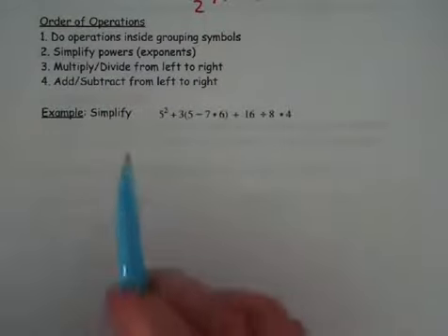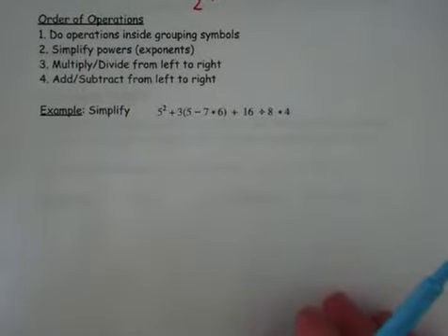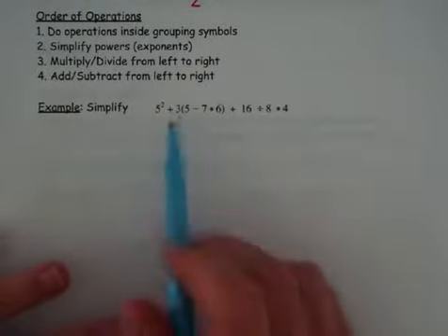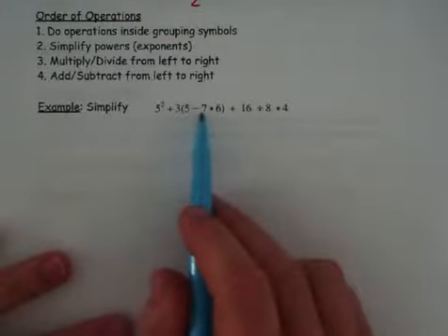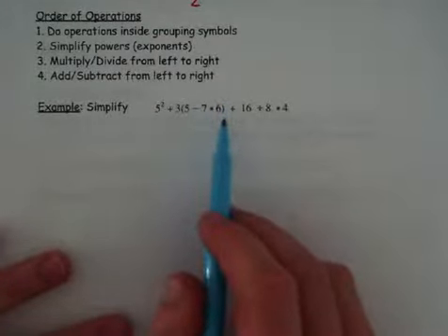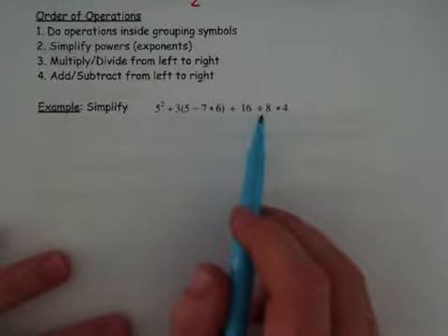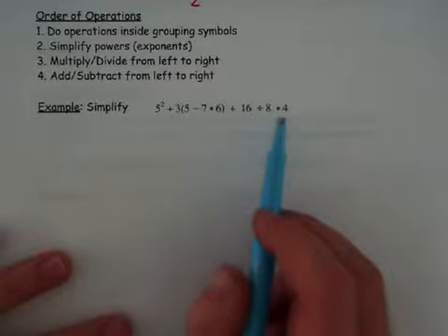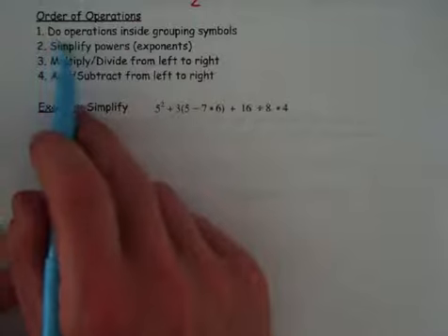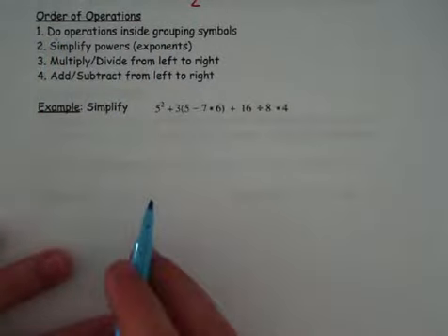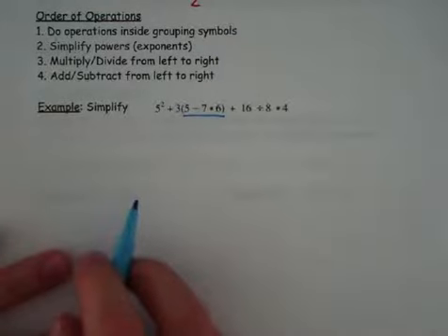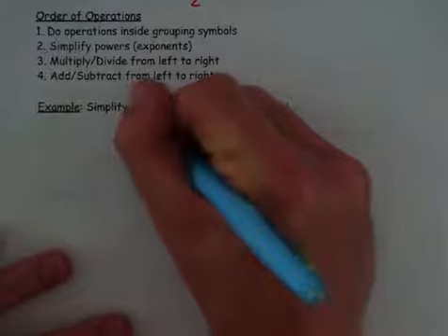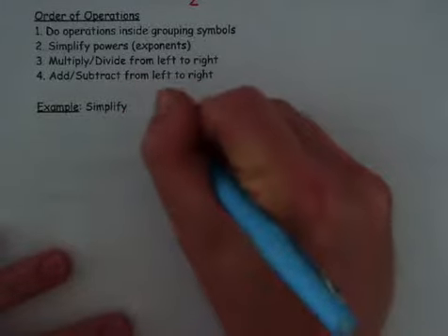Okay. Now let's actually go ahead and apply this. So here's an example. It says simplify 5 squared plus 3 times the quantity, notice the parentheses here, 5 minus 7 times 6, end of quantity, plus 16 divided by 8 times 4. Now, let's look at step 1. Step 1 is always to do the operations inside the grouping symbols first. So we need to look inside these grouping symbols. Those are the only ones. All right? So we're going to bring down 5 squared, right? And then we're going to have plus 3 times.